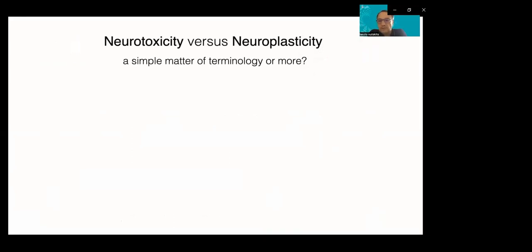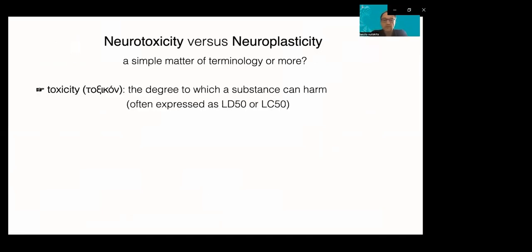So the first thing I'd like to do is to draw this distinction between neurotoxicity and neuroplasticity, because I think it's way more than just a matter of terminology. Toxicity comes from the Greek word toxikon, which was the substrate that the Greeks put to their arrow to kill the enemy. So toxicity depicts the degree to which a substance can harm, and it's often expressed as lethal dose 50 or lethal concentration 50.